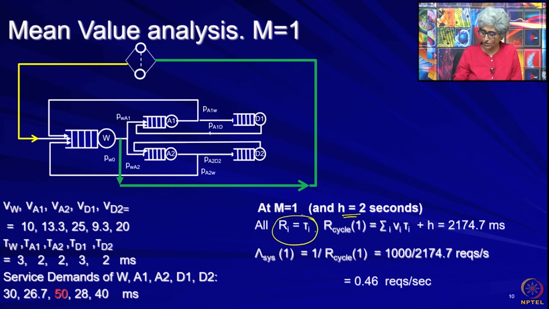Clearly, if there is only one user here, all the response times are just going to be equal to the service times. So all Ri = tau_i, and the cycle time will then be simply this summation.